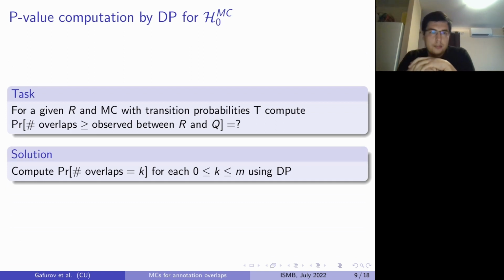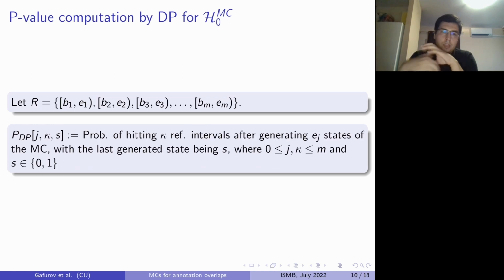So our task is, for a given reference annotation R and a Markov chain with set transition probabilities, to compute the probability that the number of overlaps would be at least as extreme as some observed statistic. And the solution is to compute the probability of having exactly k overlaps for each k between 0 and m using dynamic programming. So let's talk about that dynamic programming approach. Let's denote the intervals in R as B1, E1, B2, E2, etc., up to Bm, Em.